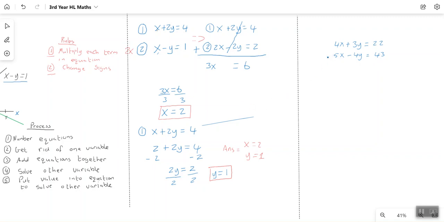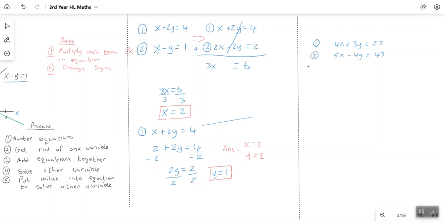Okay, so let's see. So hopefully you paused the video and you've tried to give this a go. So what I'm going to do now is I'm going to go through these rules and we're going to solve this equation here. So the first thing you want to do is number both of the equations. Okay, so this is equation 1 and we'll call this equation 2.